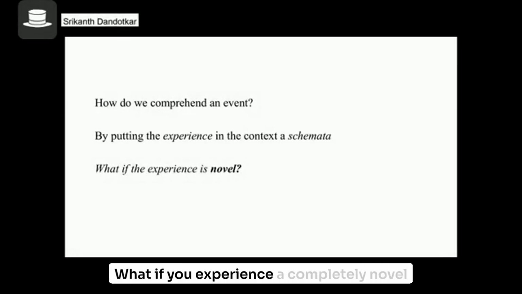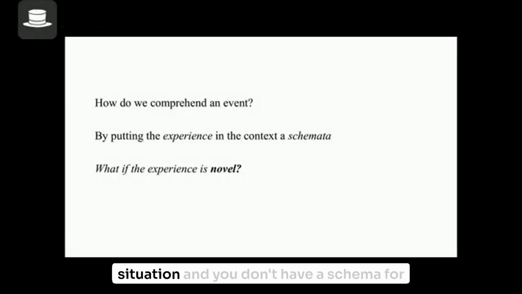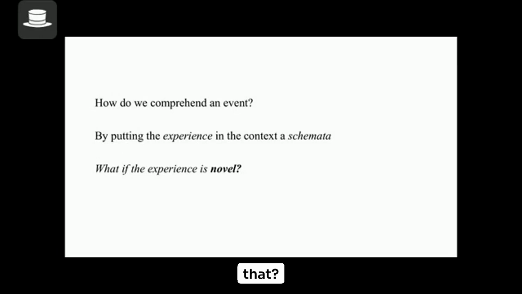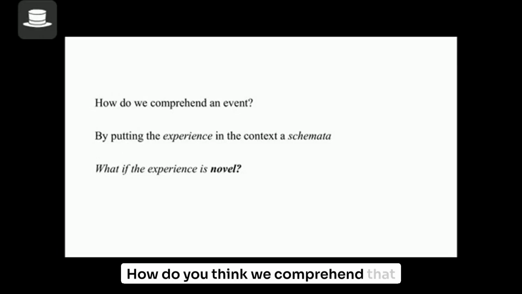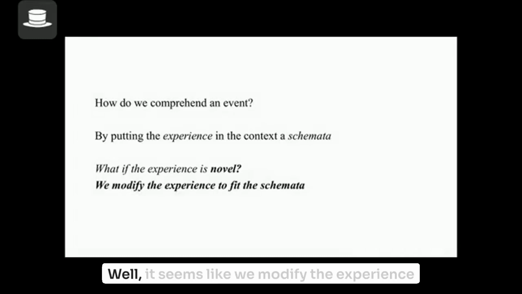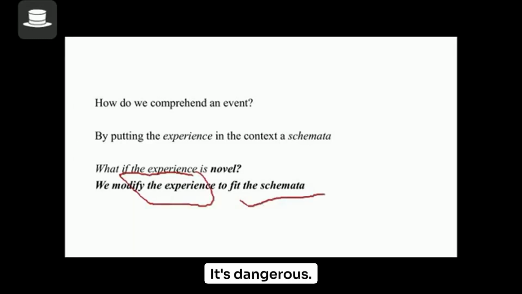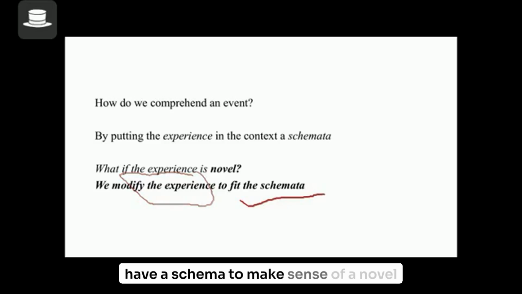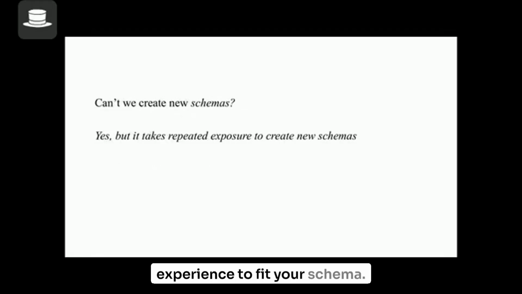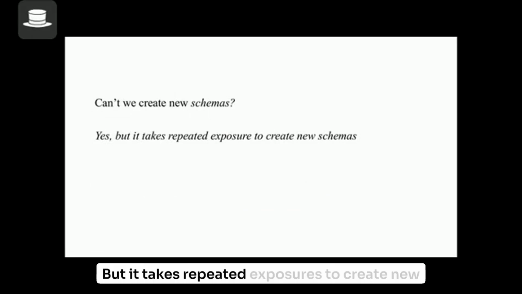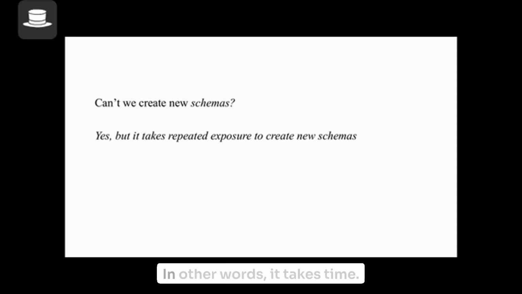What if you experience a completely novel situation and you don't have a schema for that? How do you think we'll comprehend that experience? Well, it seems like we modify the experience to fit the schema. It's dangerous. If you don't have a schema to make sense of a novel experience, you're modifying the novel experience to fit your schema. But you can ask this question, can't we create new schemas? Yes, you can create new schemas, but it takes repeated exposure. In other words, it takes time.